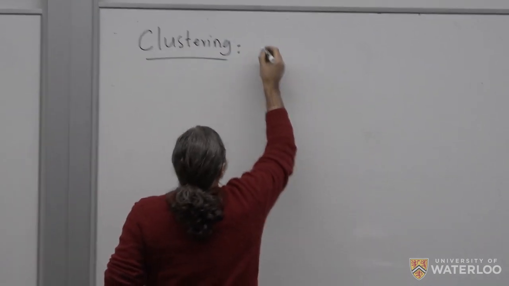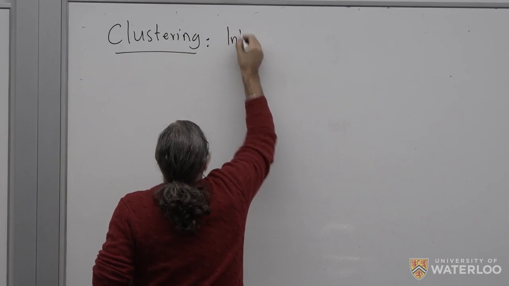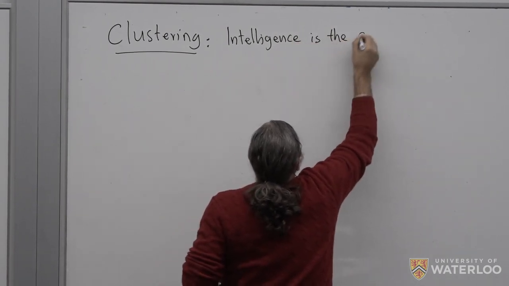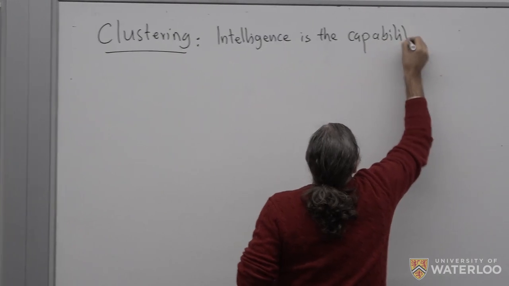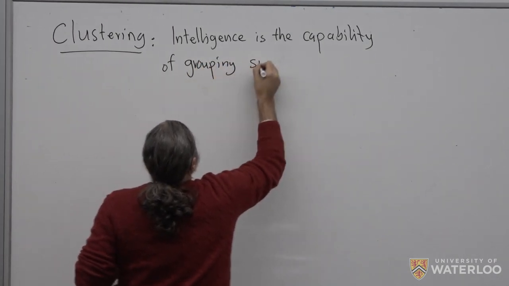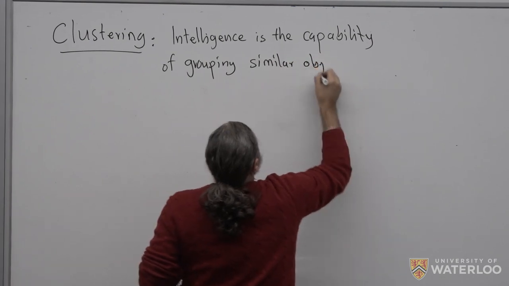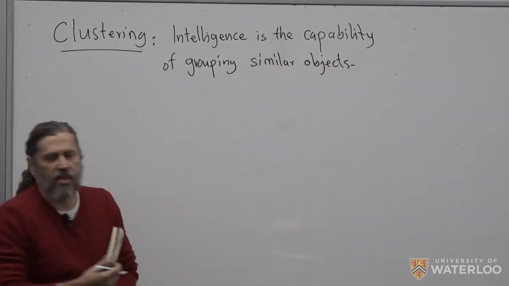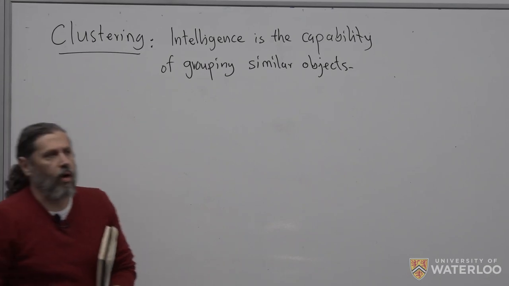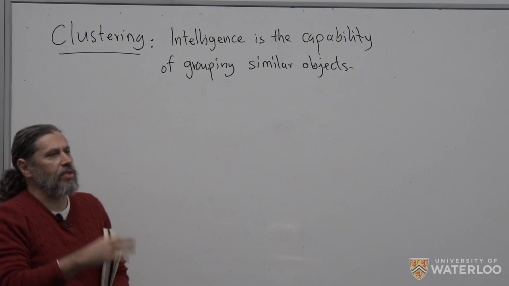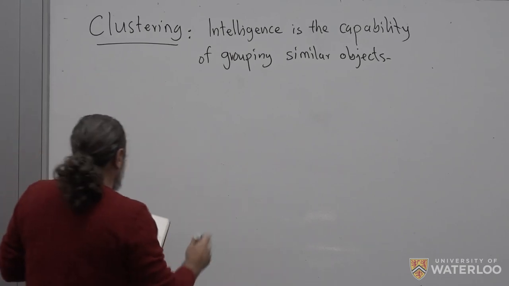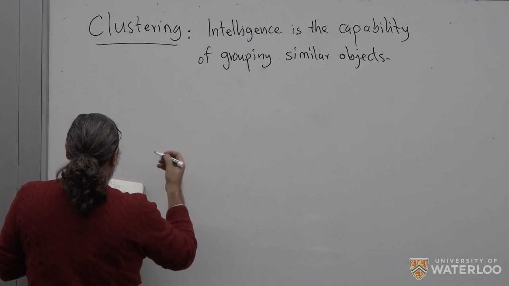And the idea of clustering is that intelligence is the capability of grouping similar objects. So the thesis or the idea is straightforward. If you can group similar objects, you must have a certain level of intelligence. So if you know different types of squares and rectangles and different sizes of circles and flowers and cars, and you can group them together, that means you have a certain level of smartness about it.